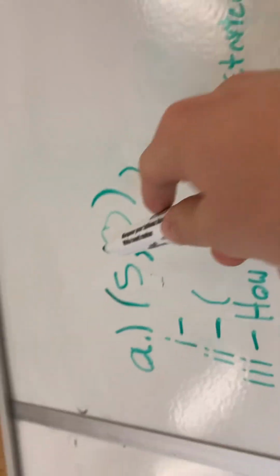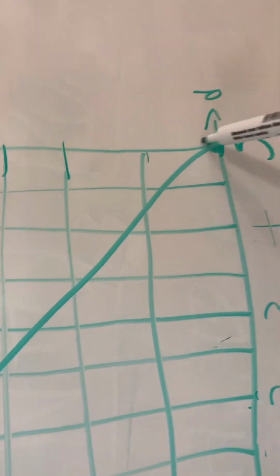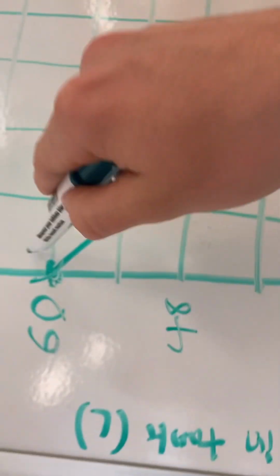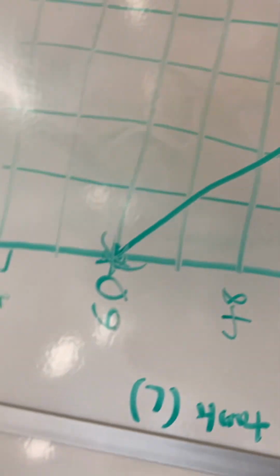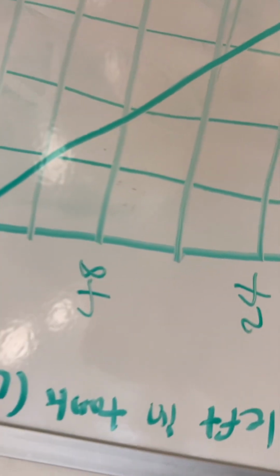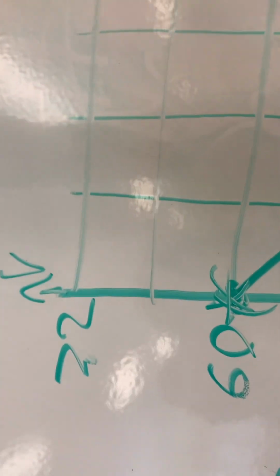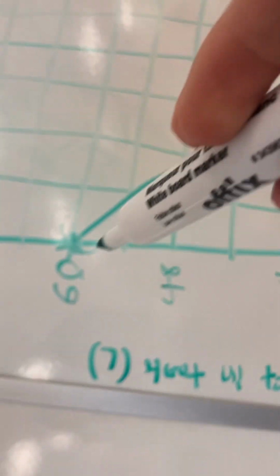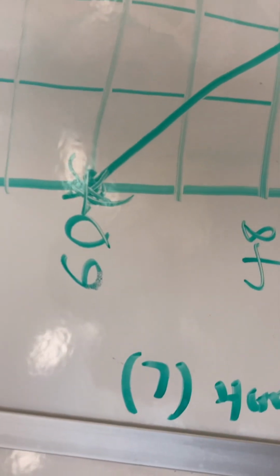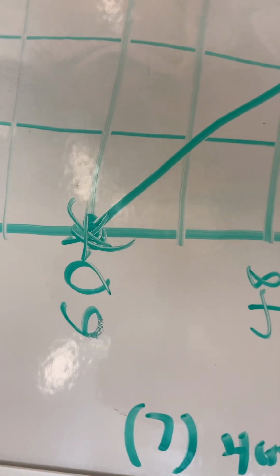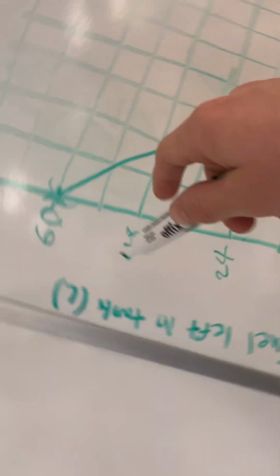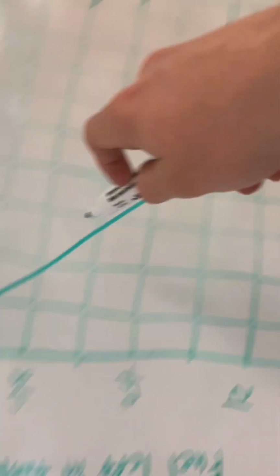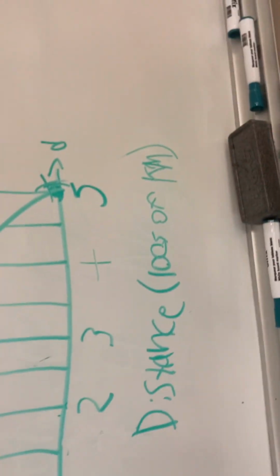So that was the horizontal intercept. Now we're going to go up here to the vertical intercept. We always start with the x-axis, which is 0. And then we go to the y, which is 60. And what does it represent? How much gas you started with and the distance you traveled, because here you have fuel left in the tank and distance in hundreds of kilometers.